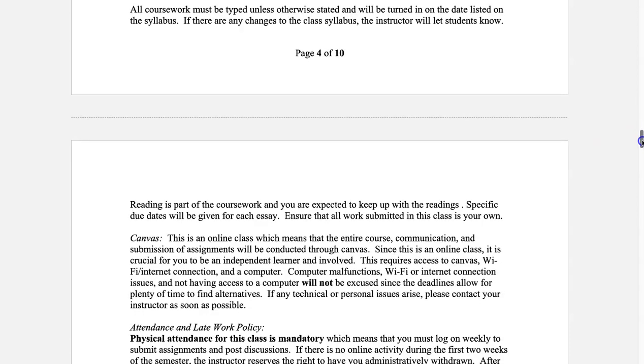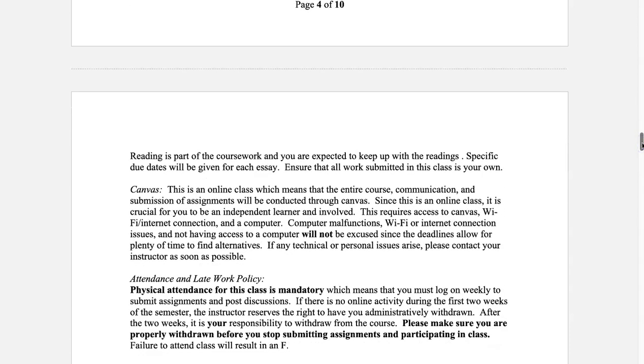So we move on to classroom management. Obviously, this class is online. It was always designed to be online. So what that means is that it is conducted through Canvas. So make sure that you are familiar with Canvas. Make sure that you know how to use it. And also, please make sure that you have access to a reliable Wi-Fi connection.